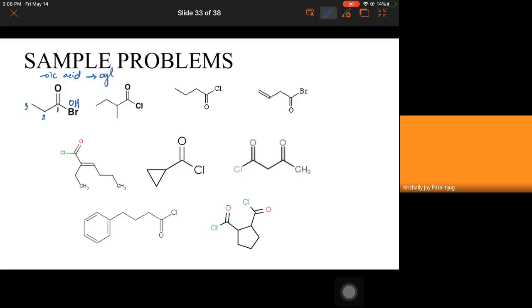Ay haday nimo i-identify ang halogen nga bromide. So this will become propanoil. Sorry. Wrong spelling. Propan. Diba? From oic, mahimo siyang oil. Okay? Bromide. Nakuha? Propanoil bromide.